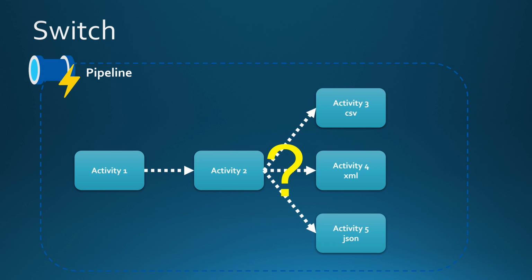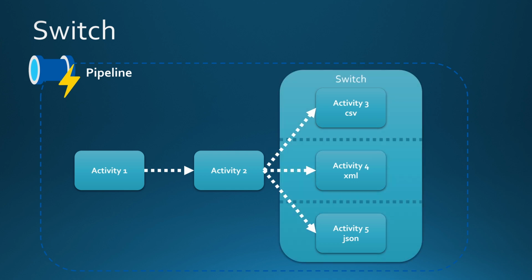So how we would do this in the Data Factory? We could wrap these in the switch activity. So meaning that based on the file type, we would execute these different activities. Now let's check out in more detail how the switch works.